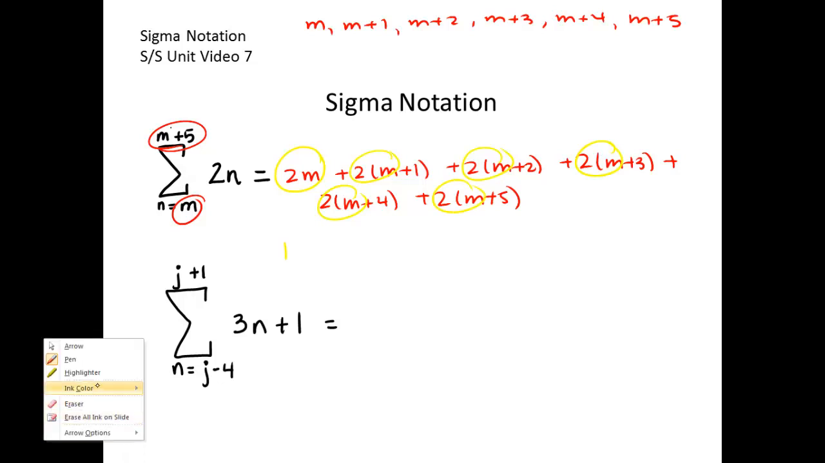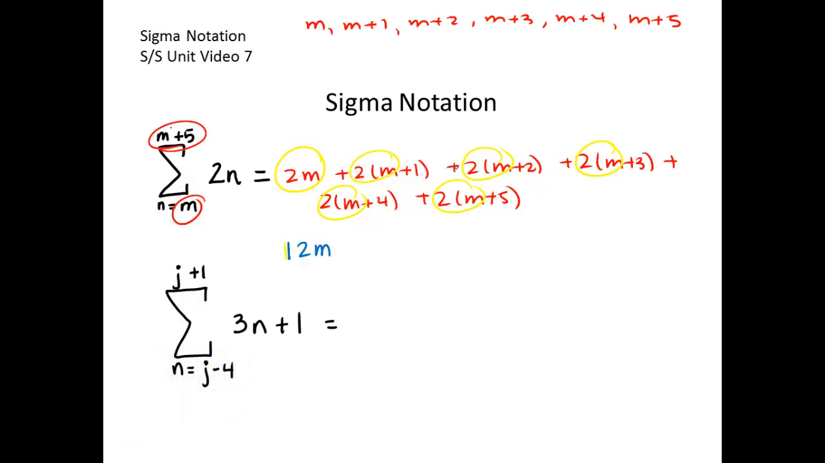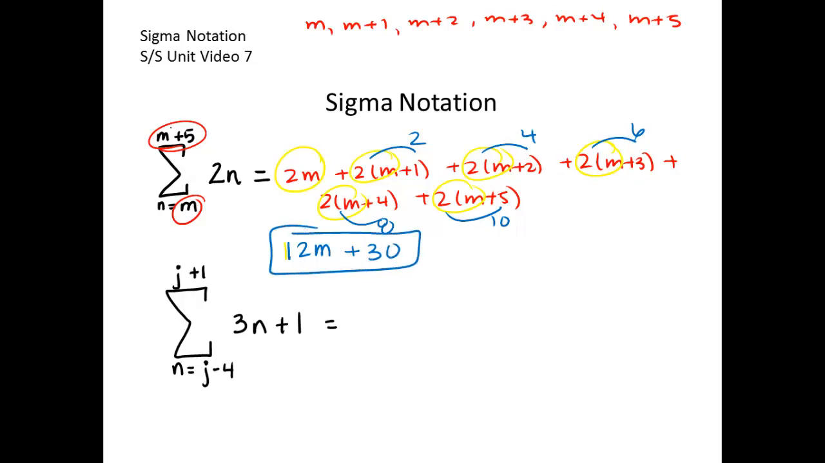Oops, that's not very dark. So I have 12m because I have 6 of them along the way. Then this is going to give me plus 2, plus 4, plus 6, plus 8, and plus 10. So if I were to add all of that together, that gives me 10, 20, and 30. And that is my final answer. So if you come up with a strategy as to how you're going to sum it all together, it's not that bad to expand.